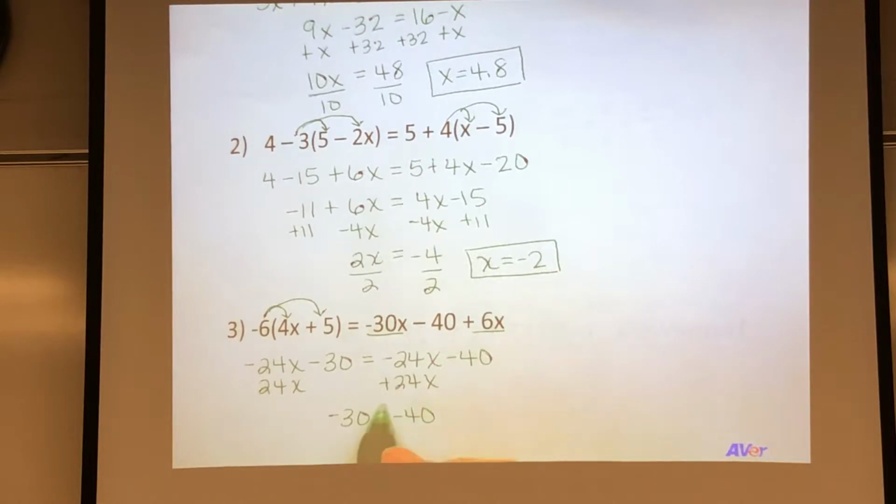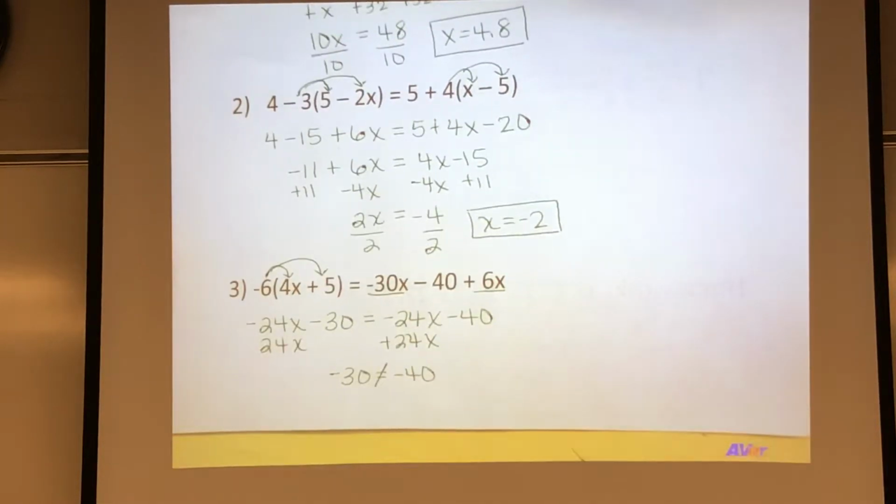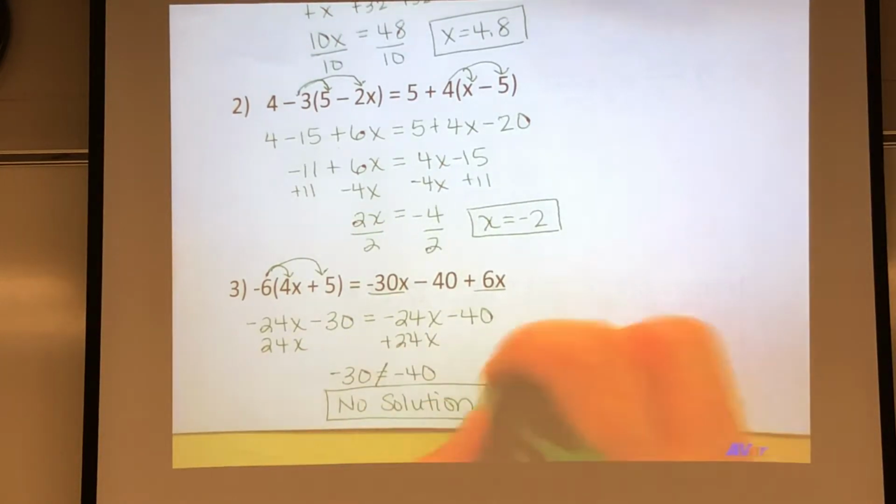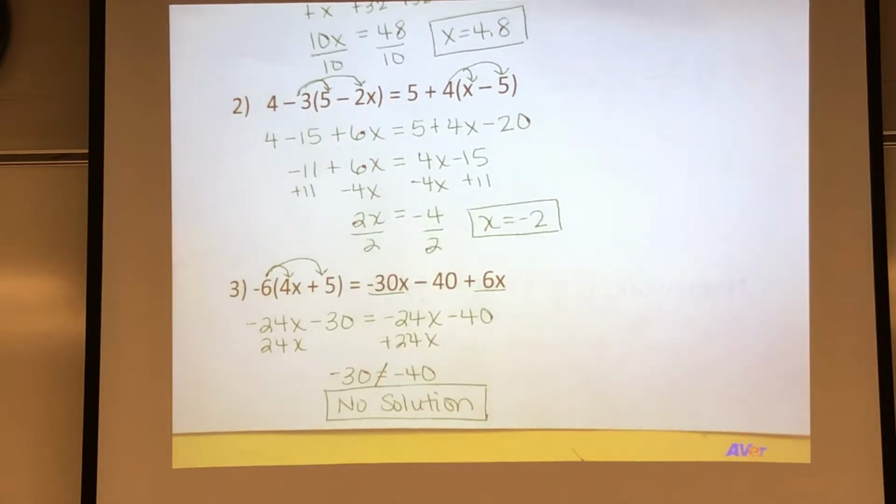Since that is a false statement, negative 30 does not equal negative 40, then I would say no solution. That means that there are no numbers that I can substitute in for x in that original equation that would make it come out to be true.